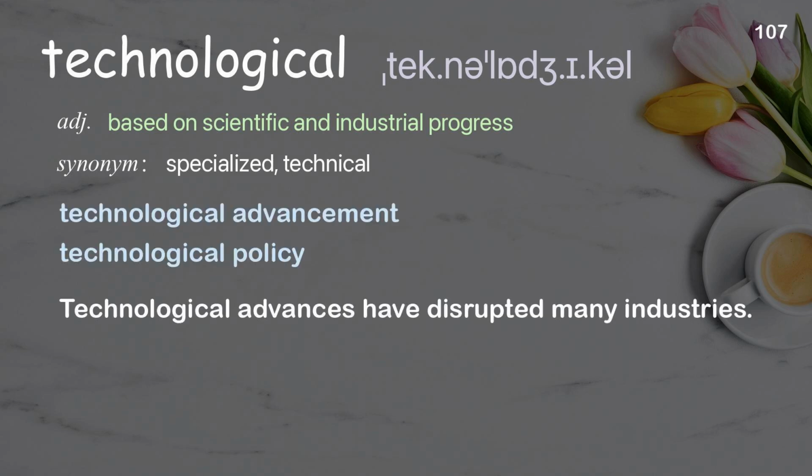Technological: Based on scientific and industrial progress. Examples: Technological advancement. Technological policy. Technological advances have disrupted many industries.